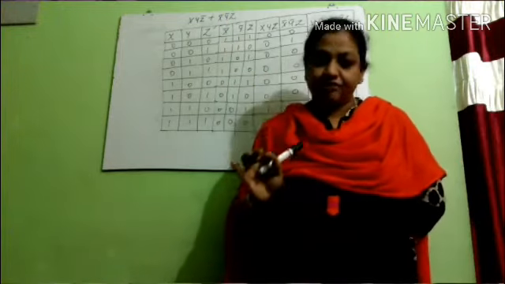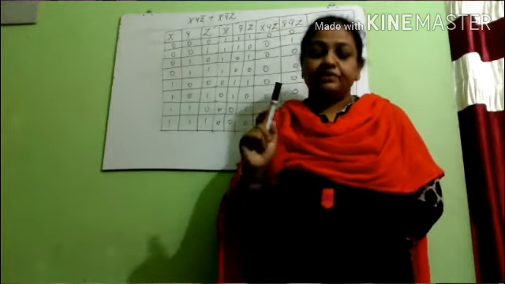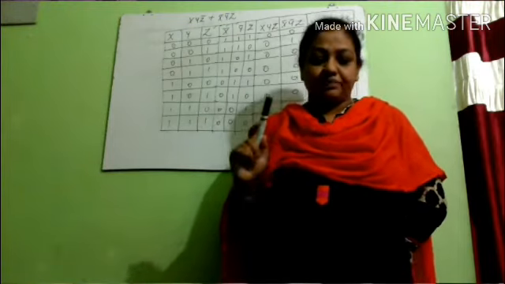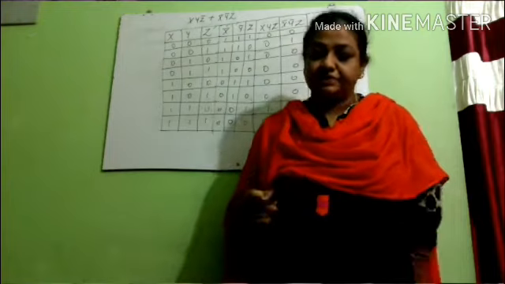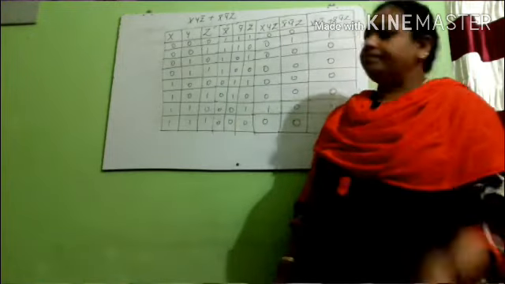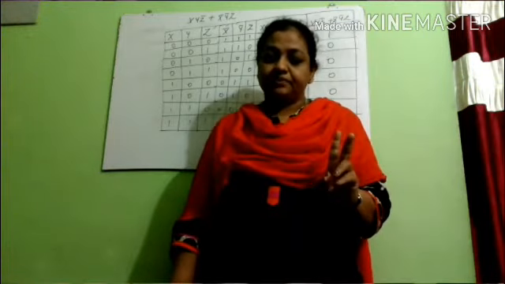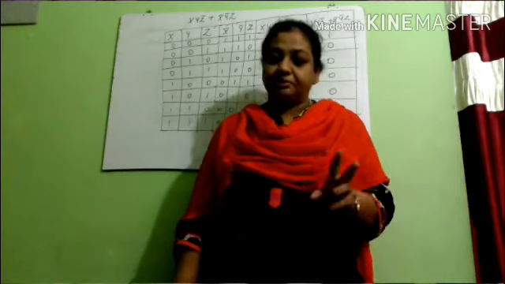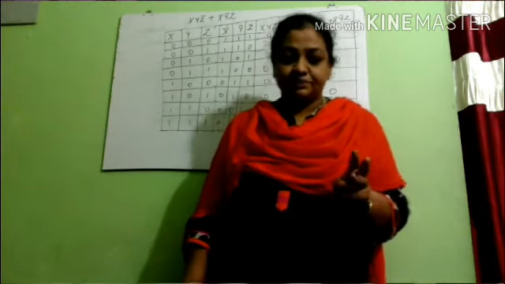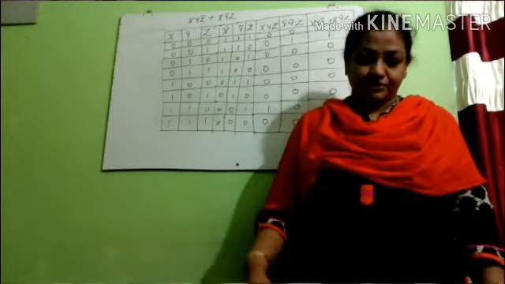0 plus 0 is 0. 0 plus 1 is 1. 0 plus 0 is 0. 0 plus 0 is 0. 0 plus 0 is 0. 0 plus 0 is 0. 1 plus 0 is 1 and 0 plus 0 is 0. So this is how we have got X, Y, Z bar plus X bar, Y bar, Z.